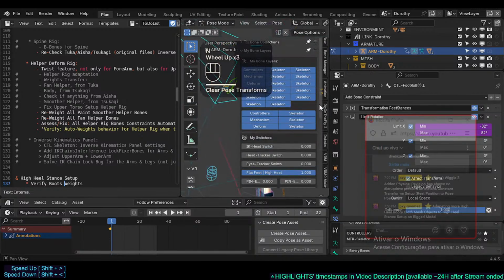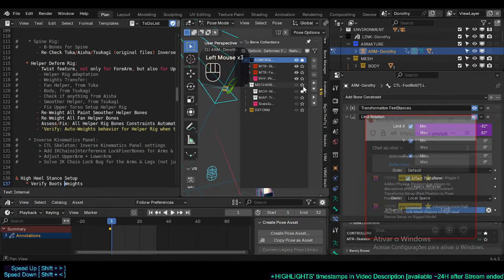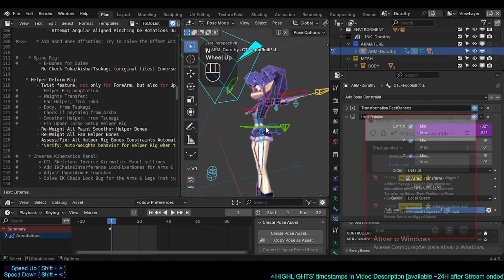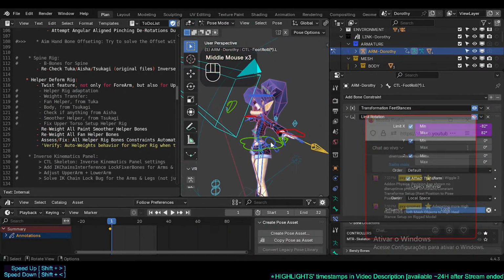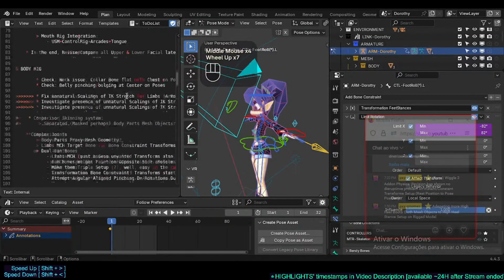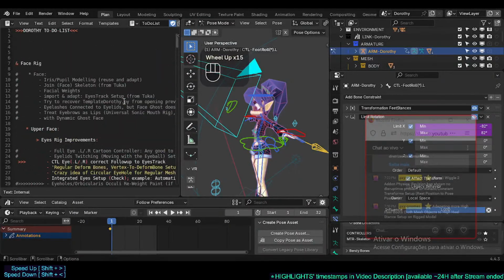So in the end here, yeah, there's this panel. This is something that could be nice if we could solve this already. We'll clean up, and then it's the helper rig, the face rig, right? It's more priority.